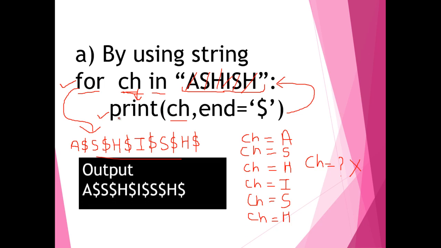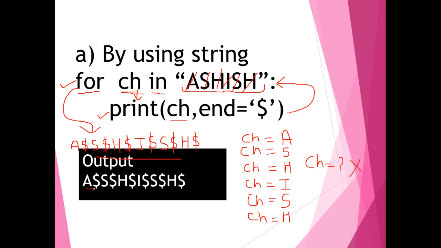You can see that it is the same output as we have discussed, that is a dollar, s dollar, h dollar, i dollar, s dollar, and then h dollar. Okay, so remember one thing, when you use a string in the for loop, then what will happen? The system will assign each character of the string one by one to the variable and do the work. Okay, and this procedure continues till all the characters are assigned to the given variable, and when no character is left for assignment, then the loop stops working.